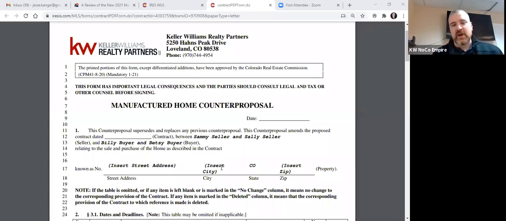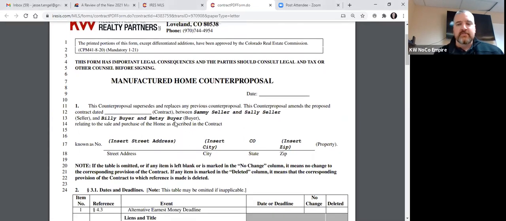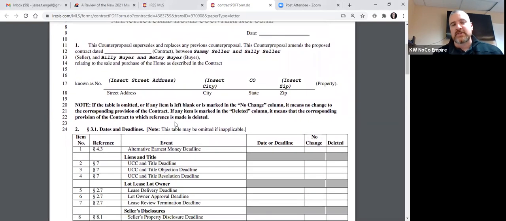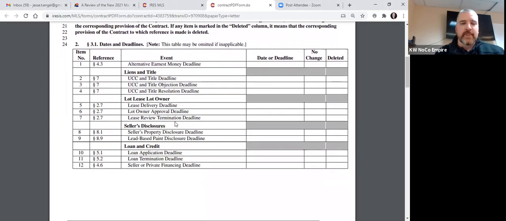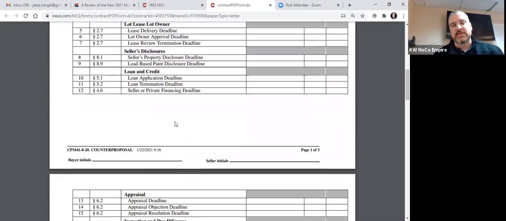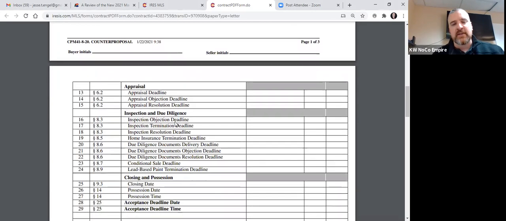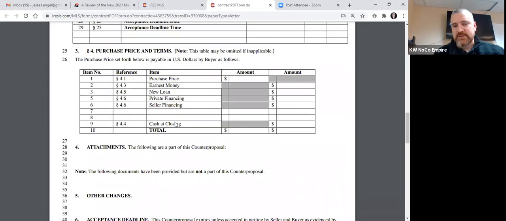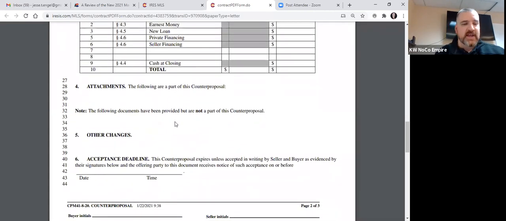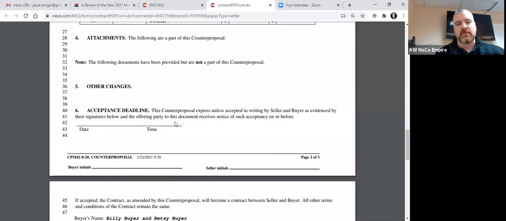So the counter proposal, again, looks very similar to our typical counter proposal. It's just that it omits the word property and replaces it with home, right? So it still looks similar otherwise. We have the known as street address, buyer and seller names. This is a counter proposal that amends whatever the contract date was, right? All of your manufactured home dates and deadlines as opposed to your standard residential deadlines, right? First, purchase price and terms, are you going to counter the purchase price, right? Whatever attachments, any other changes, okay?